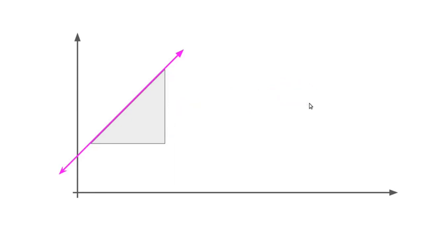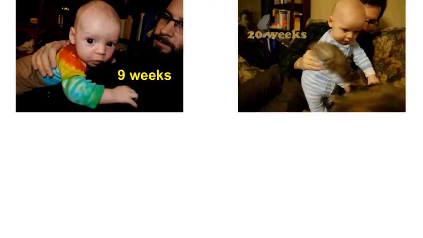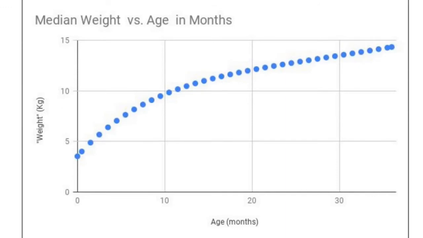But not every function is so easy to work with. Look at this. Here we have the median weight of babies versus their age in months. So if I look at my son's mass and I want to know how quickly his mass is changing when he's 9 weeks old, or when he's 20 weeks old, or when he's 27 weeks old, if I look at the change in mass per change in time, I'm not always going to get the same answer.